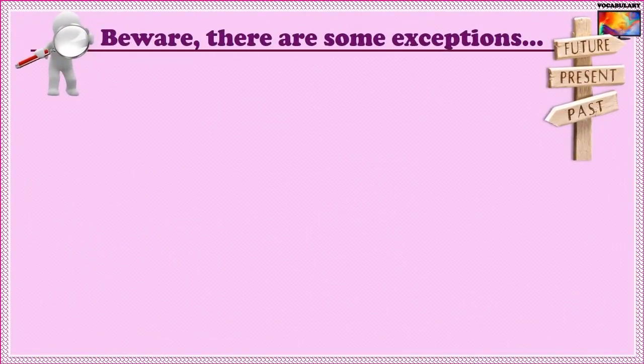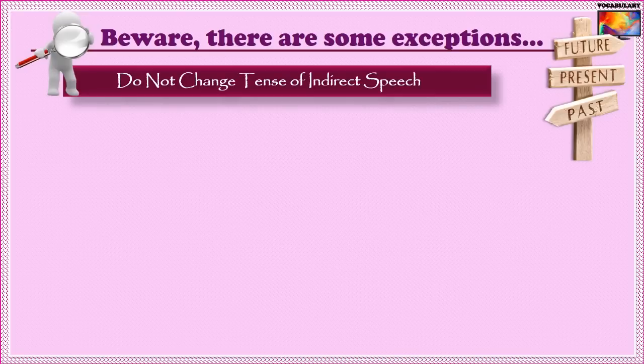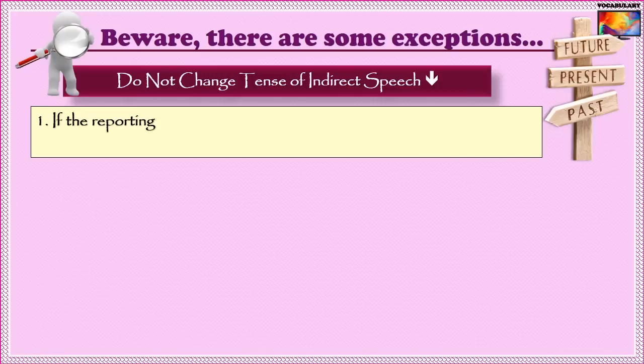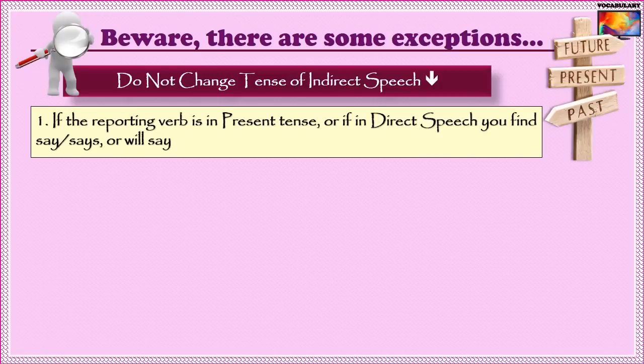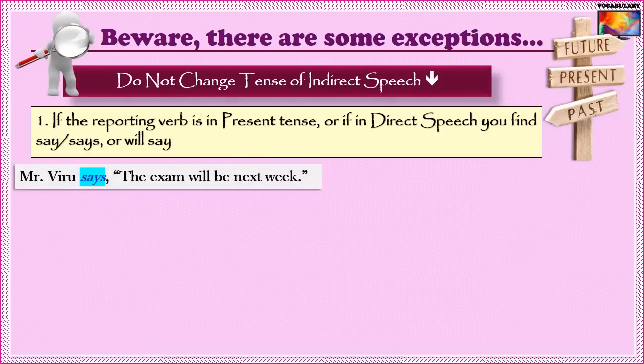While the tense of the verb usually changes, there are a few exceptions that you need to watch out for. You do not change tense of indirect speech if the reporting verb is in present tense or if in indirect speech you find say, says or will say. An example of this is Mr. Veeru says the exam will be next week. Please note that the reporting verb is says, which is simple present tense. The tense of other verbs in the quotation will not change either. As the sentence was immediately reported, the quoted information was still true.